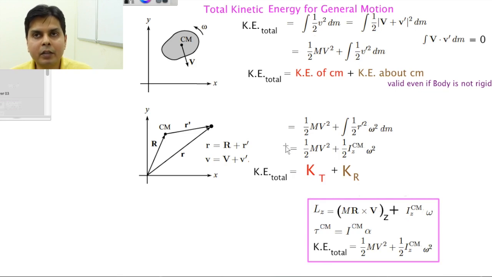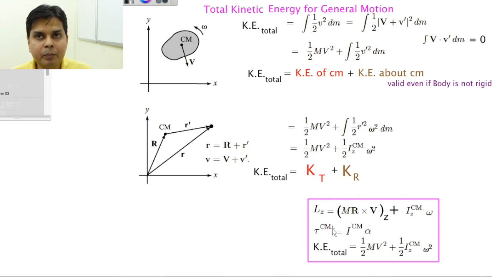And this also reminds again of that very beautiful theorem that any general motion is translation of center of mass plus rotation about an axis passing through center of mass. So all the formulae which you will be using in this general motion, that is translation combined with rotation, will be this formula for angular momentum, that is Lz is equal to L of center of mass plus L about center of mass. Torque about center of mass is equal to I center of mass into alpha.